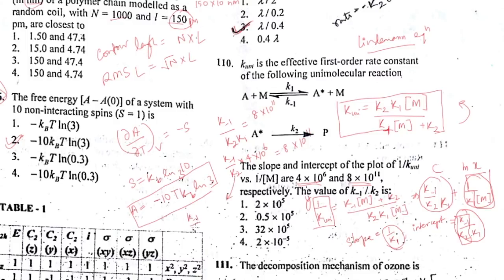So k_-1/k2 will be equal to 8/4 × 10^(11-6), which is around 2 × 10^5. So your correct option is option number 1. Okay, so that is how you have to do it.